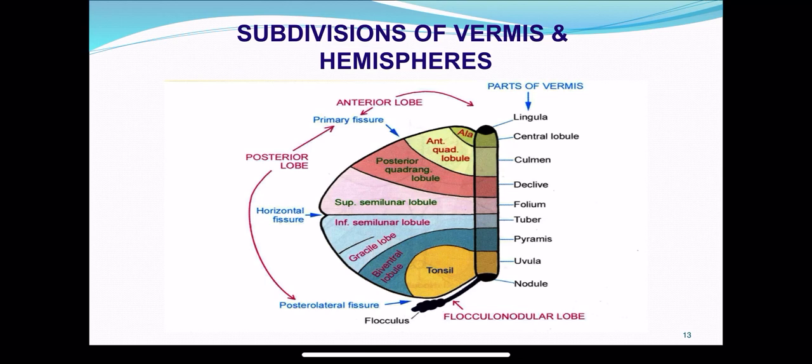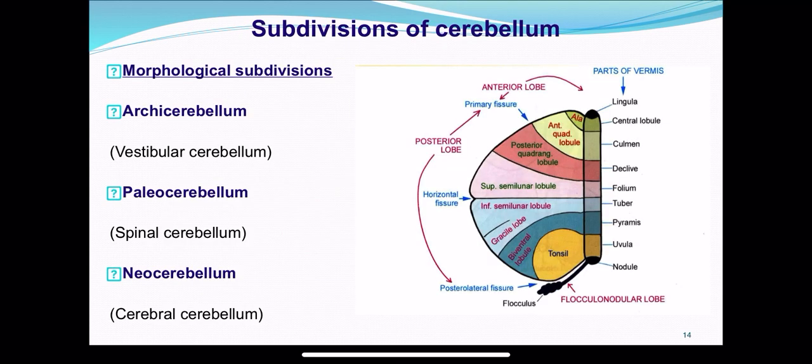So we have seen the subdivisions of vermis and the subdivisions of hemispheres. To repeat the subdivisions of hemisphere, anterior lobe is made up of the following subdivisions: ala, anterior quadrangular lobule. Posterior lobe or middle lobe consists of the following subdivisions: posterior quadrangular lobule, superior semilunar lobule, inferior semilunar lobule, gracile lobule, biventral lobule, and tonsil. So this is about the subdivisions of vermis and hemispheres.